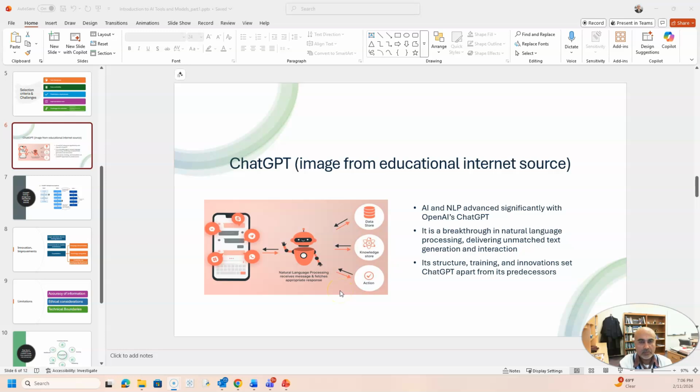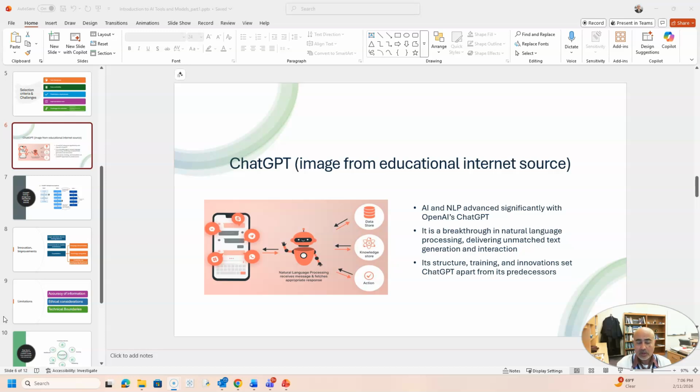Let's talk a little bit about the architecture of ChatGPT. ChatGPT uses the NLP, or natural language processing, architecture, which really sets a new standard. It is really one of the most advanced forms of artificial intelligence that we have seen in the market.